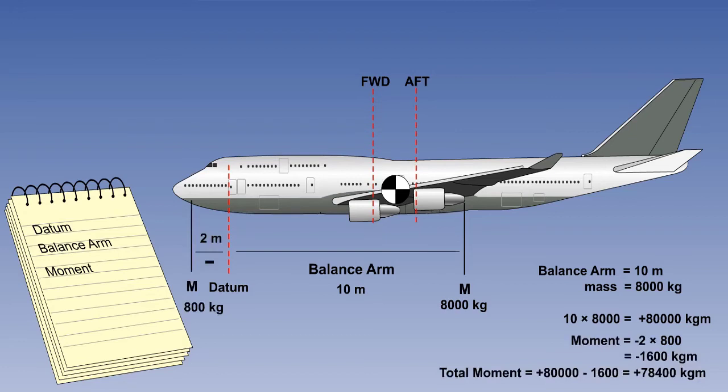It is important to know that a moment forward of the datum is negative, and conversely positive if aft of the datum. You will see that the positive moment is 80,000 kilogram meters, and the negative moment is 1,600 kilogram meters. If there are multiple moments, we must sum them up to end up with the total moment. In this case, the total moment will be 78,400 kilogram meters positive.